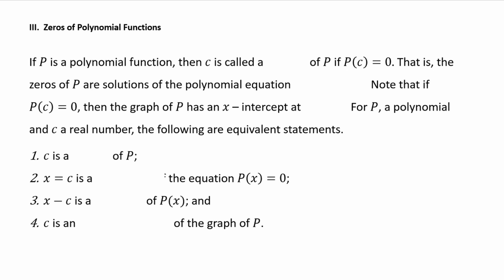Roman numeral 3, zeros of polynomial functions. If p is a polynomial function, then c is called a zero of p if p evaluated at c equals 0. That is, the zeros of p are solutions of the polynomial equation p of x equals 0. Note that if p of c equals 0, then the graph of p has an x-intercept at x equals c.